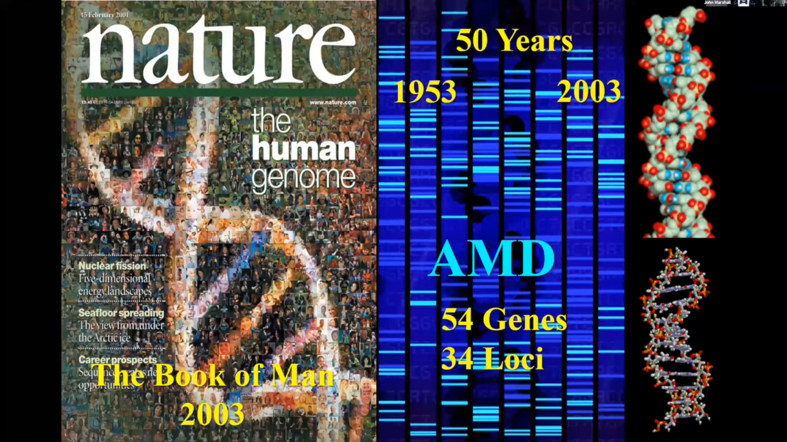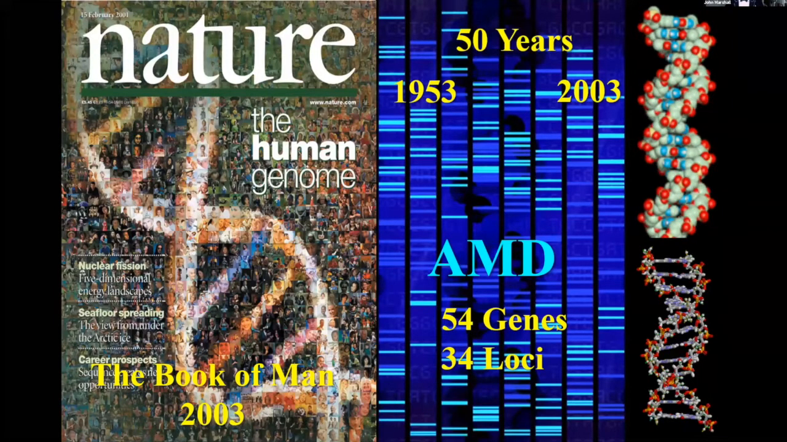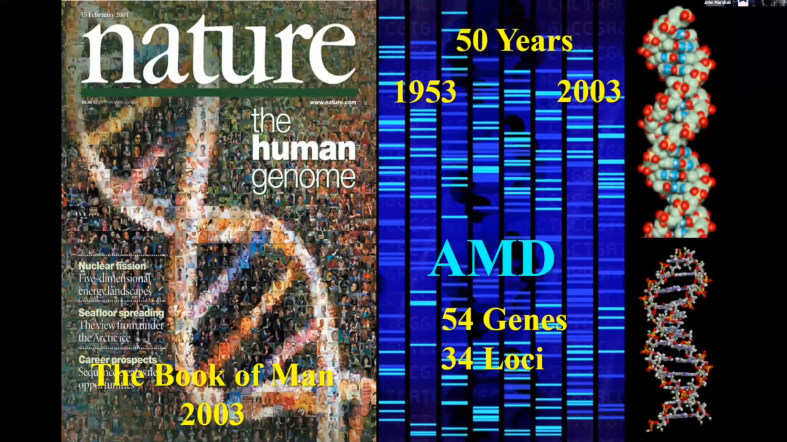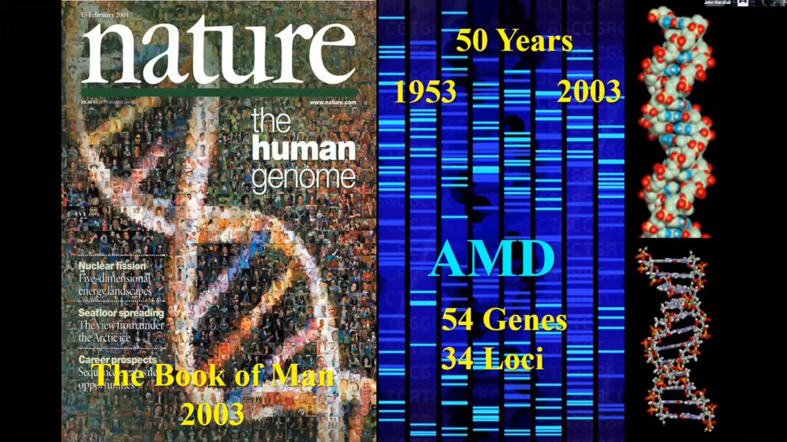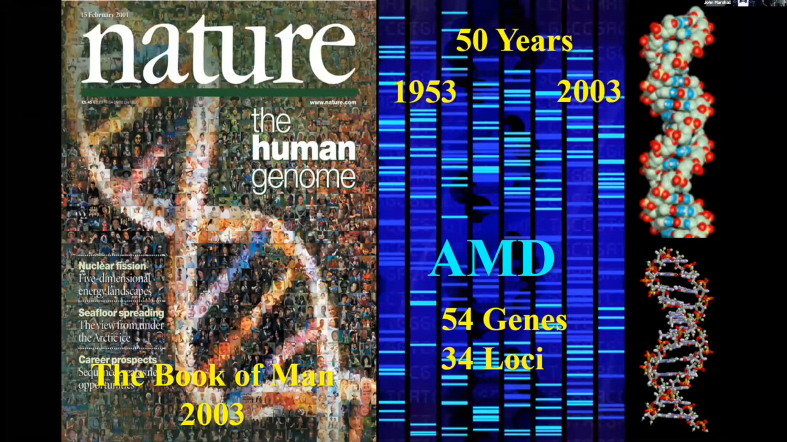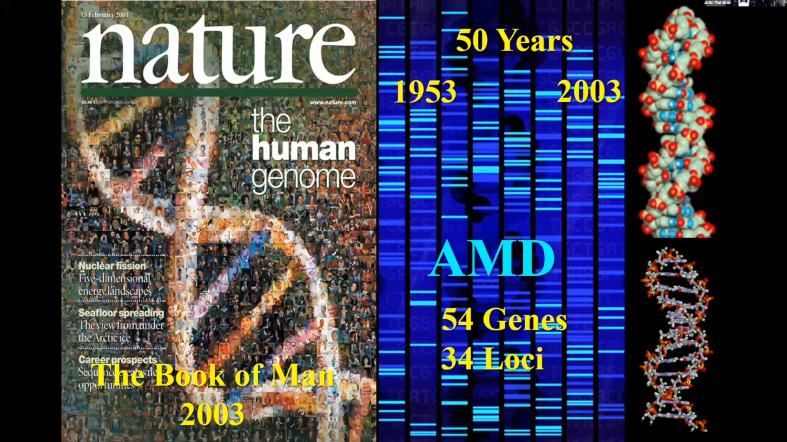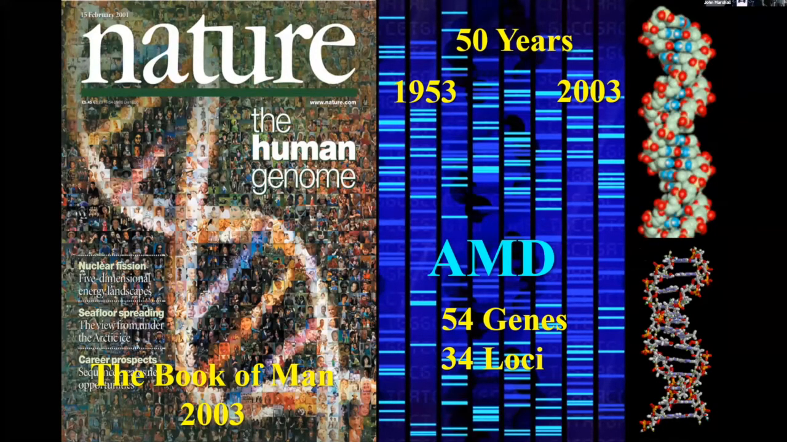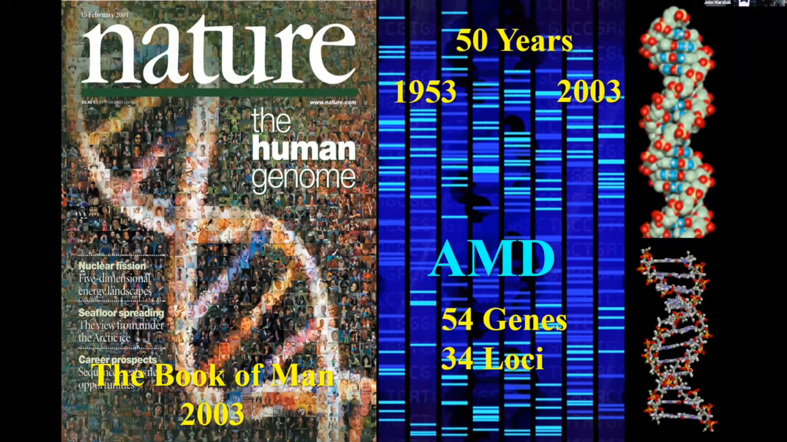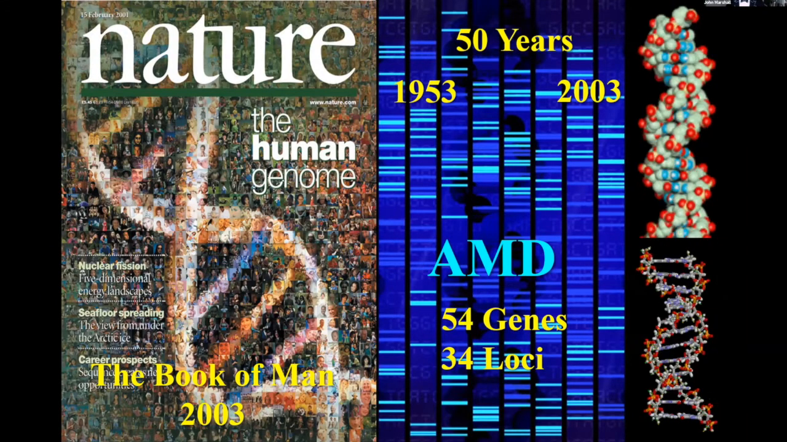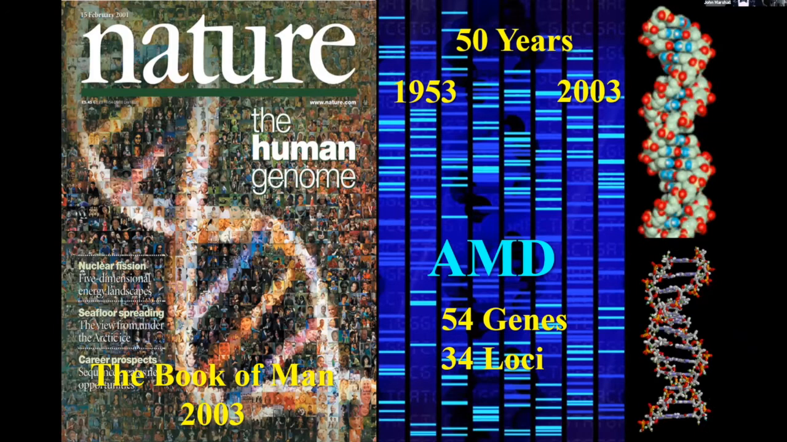Okay, well, I think everybody should remember that it was 1953 that the classical Watson and Crick paper appeared in Nature. And 50 years later, we had the entire human genome and the Book of Man. Now, when you look at AMD, currently we've got 54 candidate genes at 34 different loci. So if we're going to be dependent in future upon gene therapy and personalized medicine, this is going to be a long job with 34 different loci and different effects of the genes.